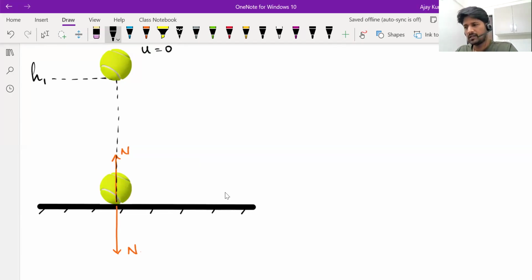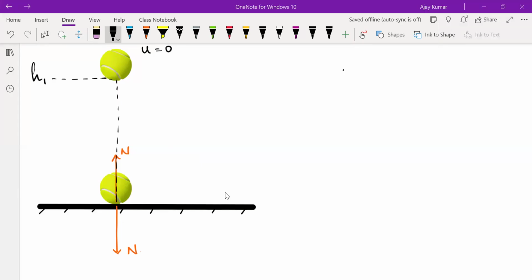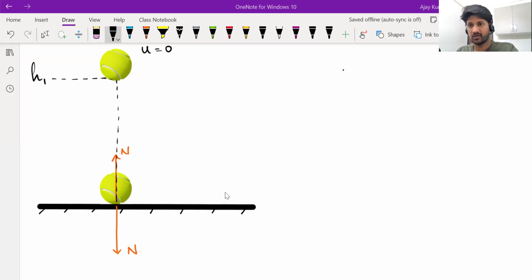Okay. Tell me, what kind of forces can cause loss of mechanical energy from a system? What kind of forces can remove mechanical energy from a system? Sir, is it any non-conservative force? Correct. Non-conservative forces remove mechanical energy from a system.